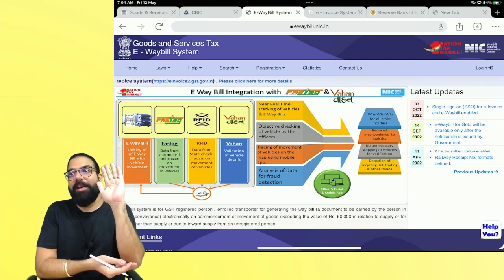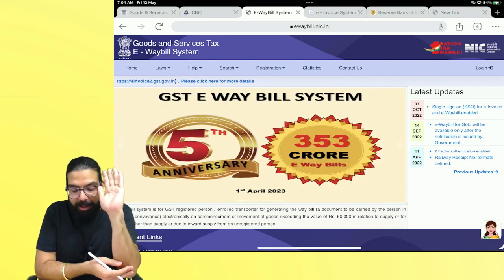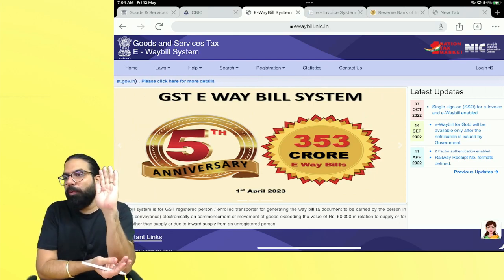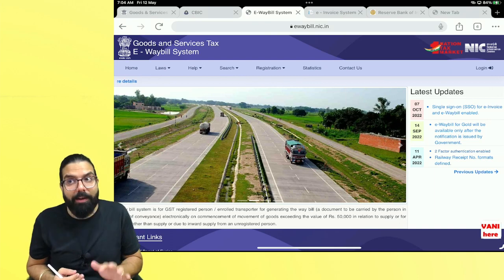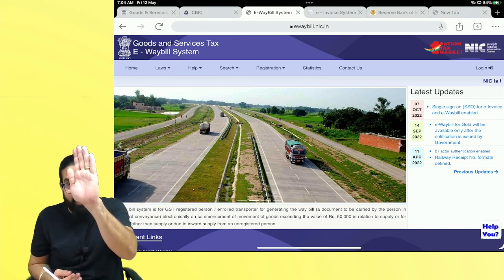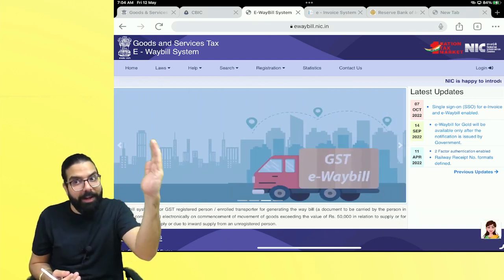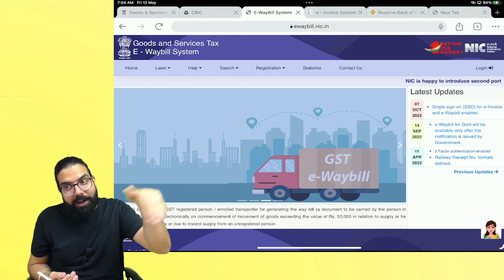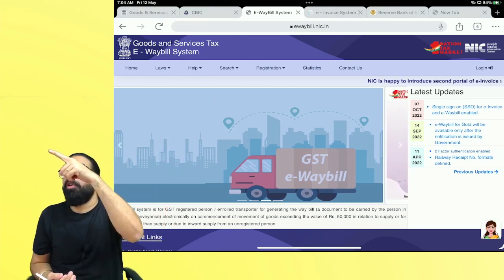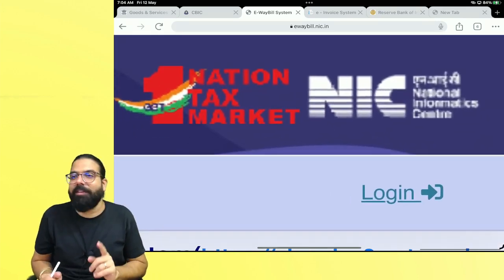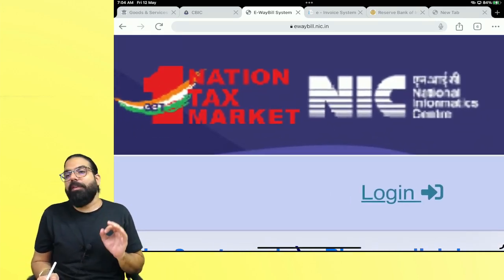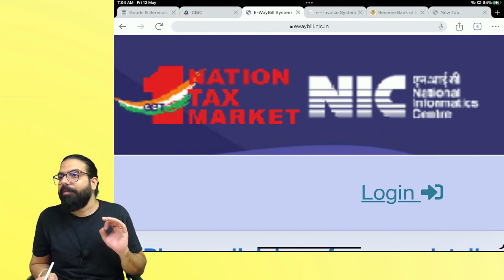Not e-invoice, e-way bill. Are we clear, everyone? That e-way bill is required when your truck is moving on the way, and that e-way bill can be generated. E-way bill. On the way, you need a bill which you have to generate electronically. How will you generate electronically? Over here. And this website is being managed by the National Informatics Center, NIC.